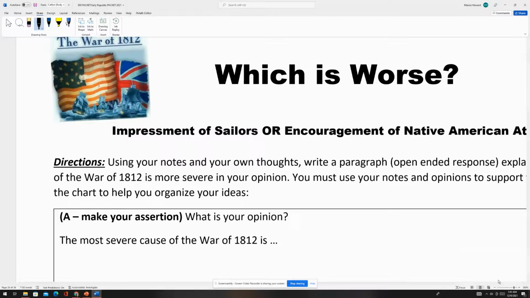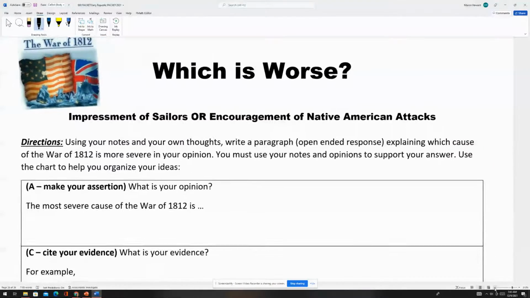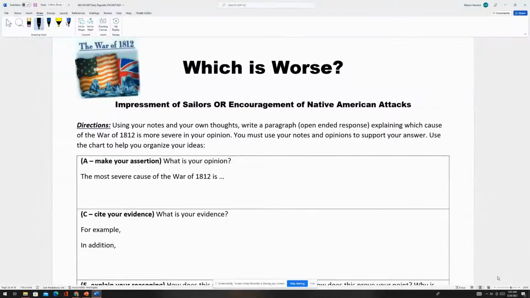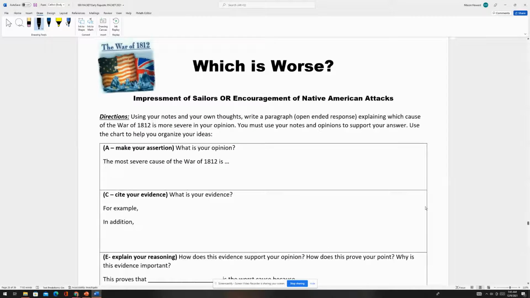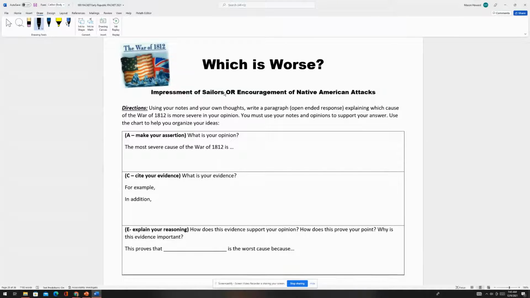Okay, so now you're going to give an opinion. If you don't finish this today, that's fine, because you're going to have time to do this tomorrow. I'm not sure exactly what is going on in class, but you'll have time tomorrow because you're going to do a little quick review. Which is worse, impressment of sailors or encouragement of Native American attacks? The only way you can get this wrong is to not do it and not have an opinion. So use your notes, use your thoughts.